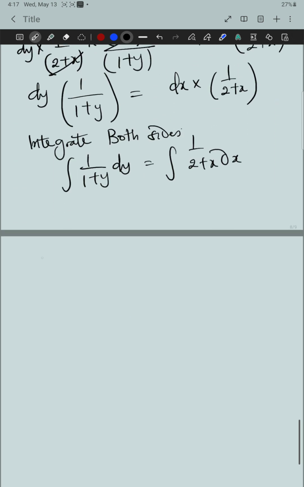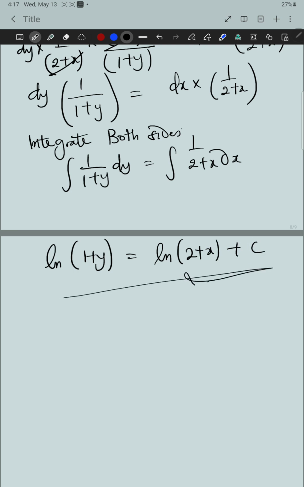If we integrate both sides, we now have ln(1 plus y) should be equal to ln(2 plus x) plus c. Glory to God. Is that not very, very interesting? Very, very beautiful. Is that okay?